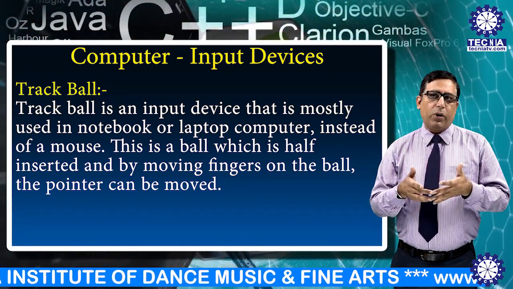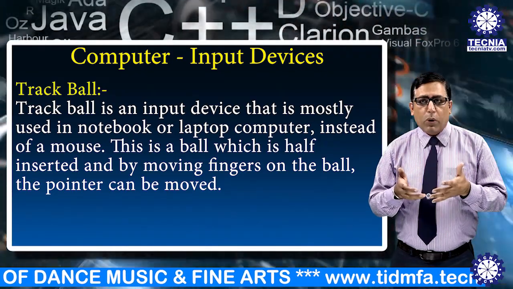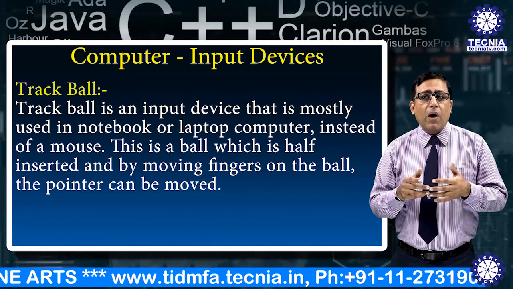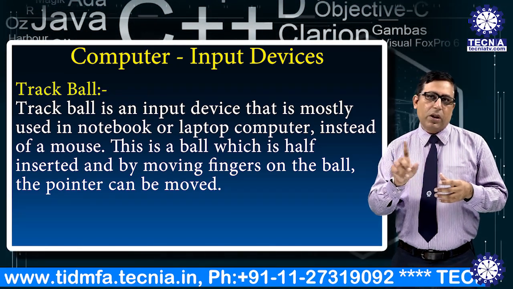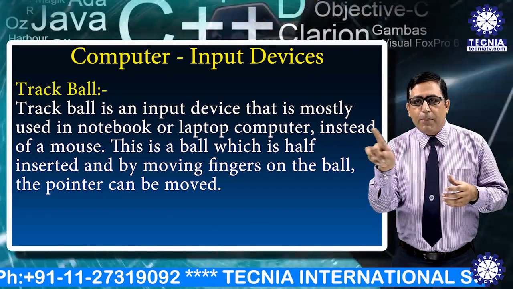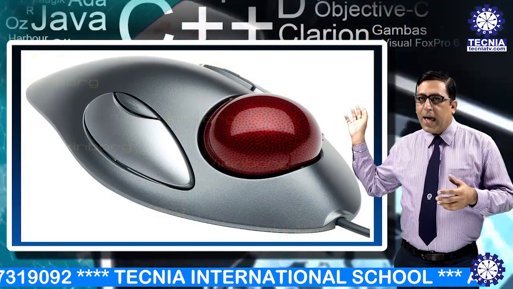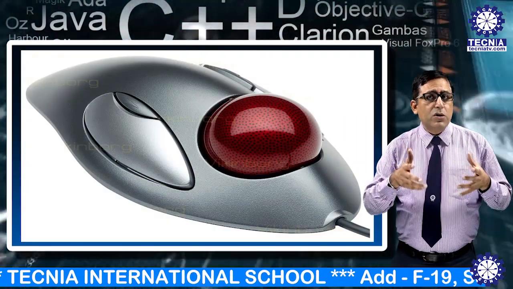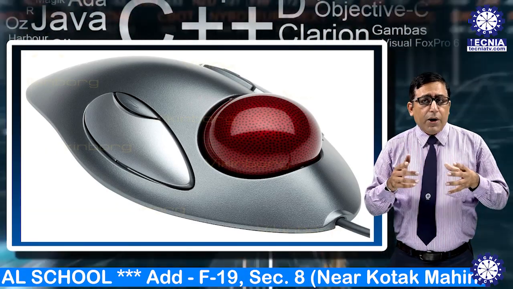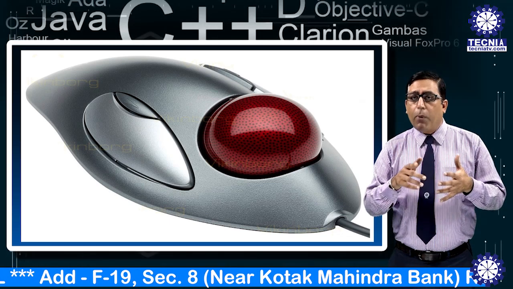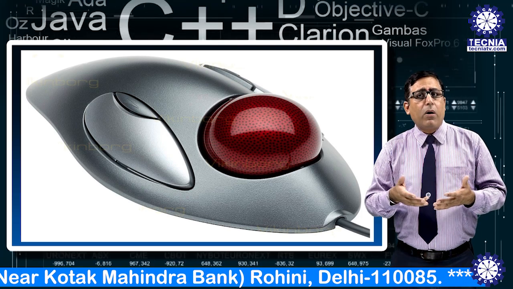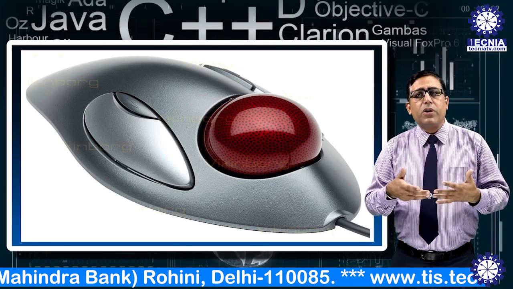Trackball is also an input device that is mostly used in notebook or laptop computer instead of a mouse. This is a ball which is half inserted, and by moving fingers on the ball, the pointer can be moved. As you move your finger, the pointer moves. Now you can see the diagram of this. Since the whole device is not moved, trackball is smaller and it requires much less space than a mouse. A trackball comes in various shapes like a ball, a button or a square. So we can say sometimes that trackball is a good option instead of mouse.